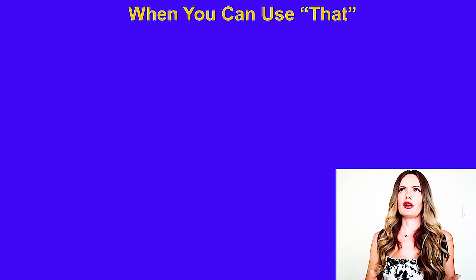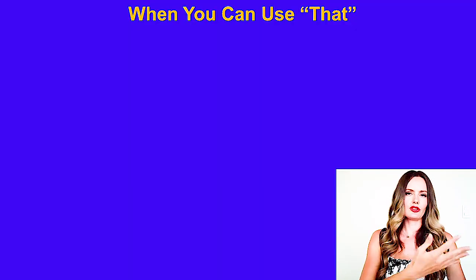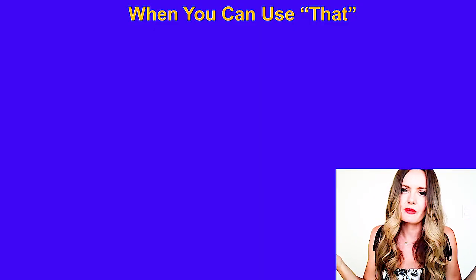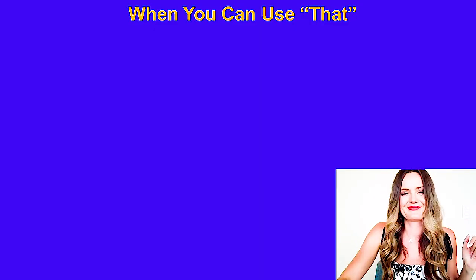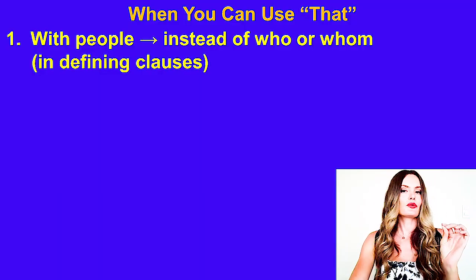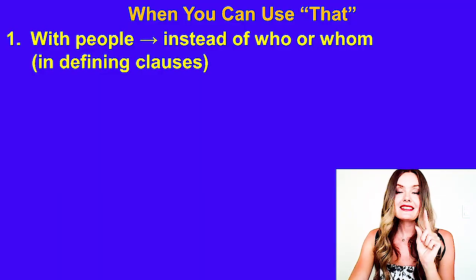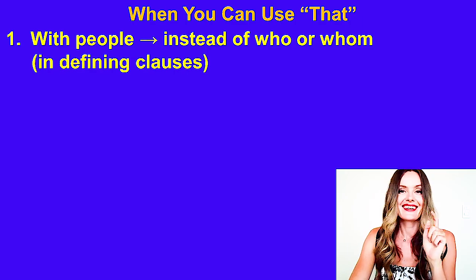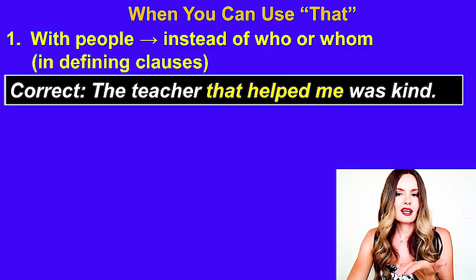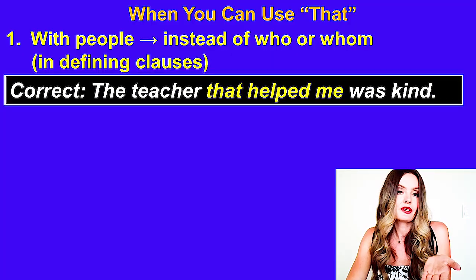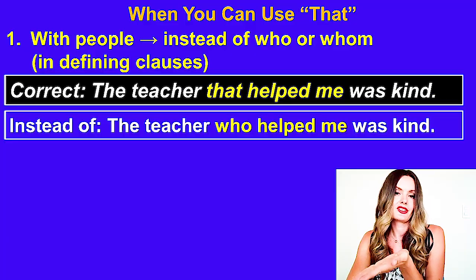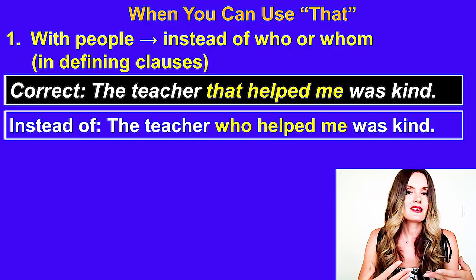Now you can tell me, okay, so you can't use that in non-defining clauses. When can you use that? Finally, can you tell me when can we use that? First of all, you can use that with people instead of who or whom in defining clauses. Remember that. In defining clauses. For example, you can say, the teacher that helped me was kind. It can be correct. Also, you can say, the teacher who helped me was kind. So here we can use that instead of who.